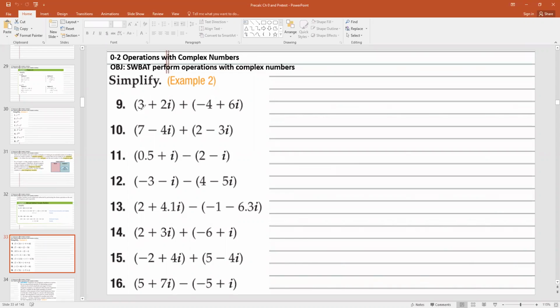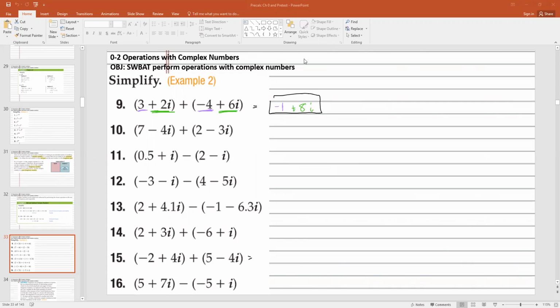So for number 9, we combine the real parts. So 3 minus 4, it's going to give us negative 1. And then we combine the imaginary parts. Positive 2i plus positive 6i. So 2 plus 6 is going to give us positive 8i. And that's it. All right. And let's do one more plus and then we'll look at the subtracting.